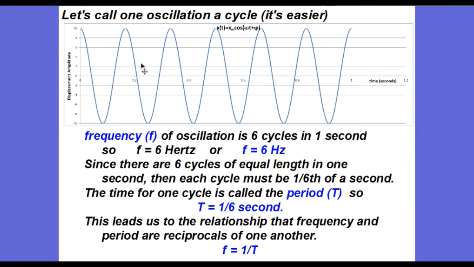And we notice that each cycle is of equal length. They're all the same length. So if there's 6 in 1 second, each one must be 1/6 of a second in length of time. So the period is 1/6 of a second. The frequency is 6 hertz. So that leads us to the relationship between frequency and period. They are reciprocals of one another. F equals 1 over T.